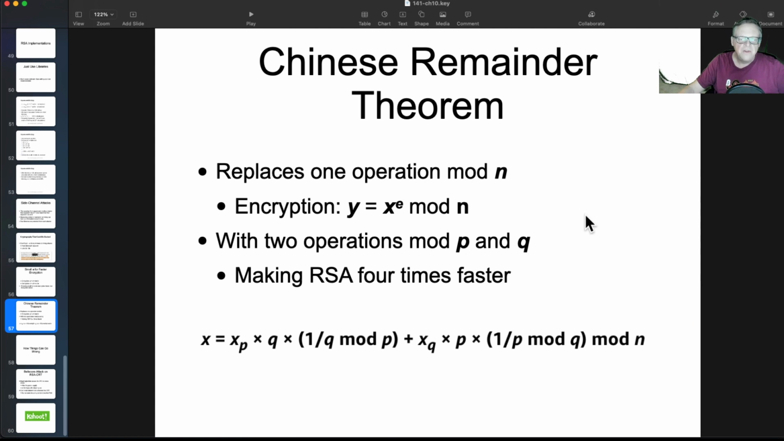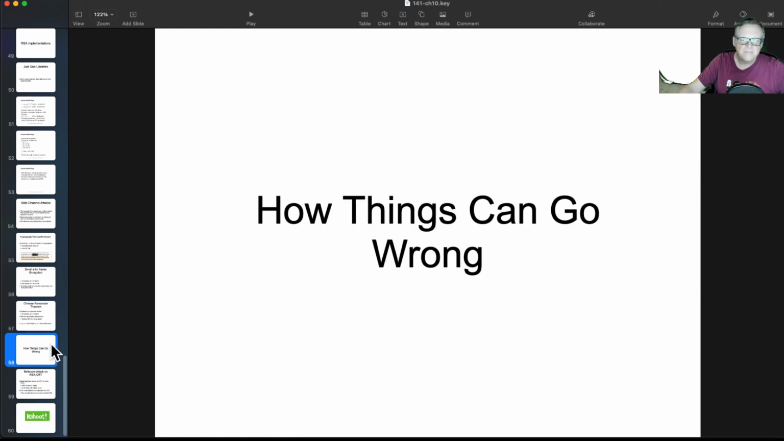All right, there's also something that saves you a little bit of time. There is something called the Chinese remainder theorem, where if you're trying to calculate x to the e mod n, you can break it up into separate moduluses of p and q, which are smaller, making RSA 4 times faster to calculate. So that's a useful fact in the algorithms.